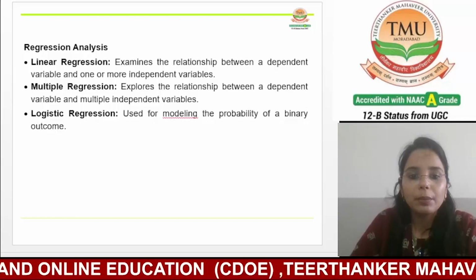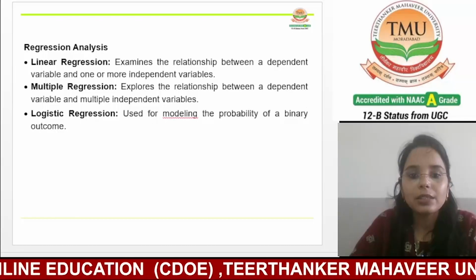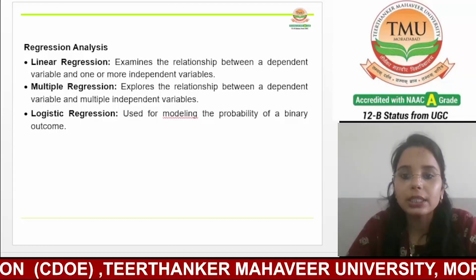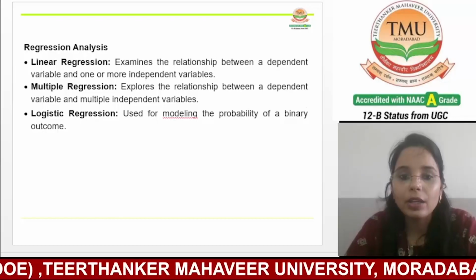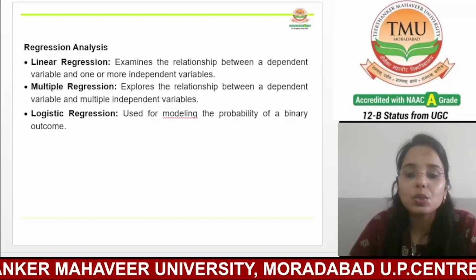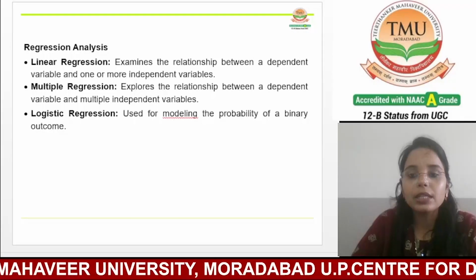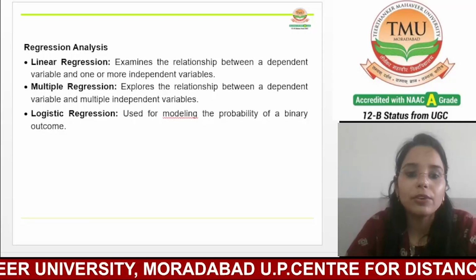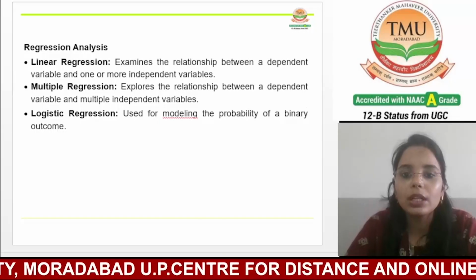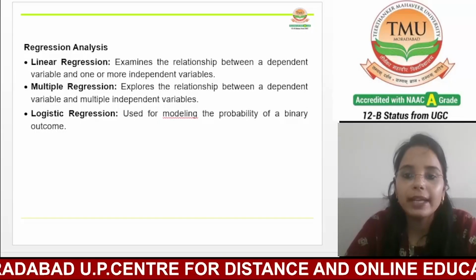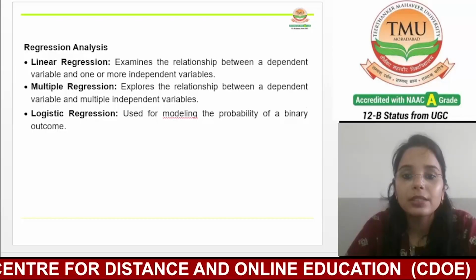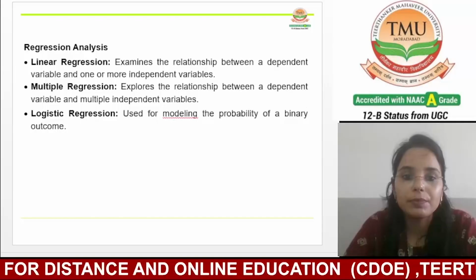SPSS also supports other forms of logistic regression, such as multinomial logistic regression for outcomes with more than two categories and ordinal logistic regression for ordered categorical outcomes. These models extend the principles of binary logistic regression to accommodate more complex types of categorical data.